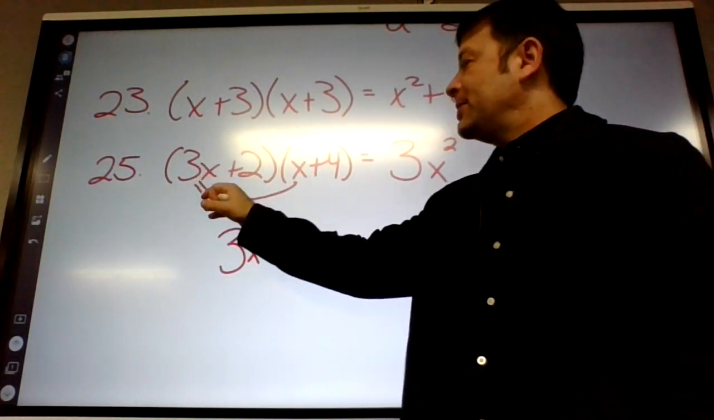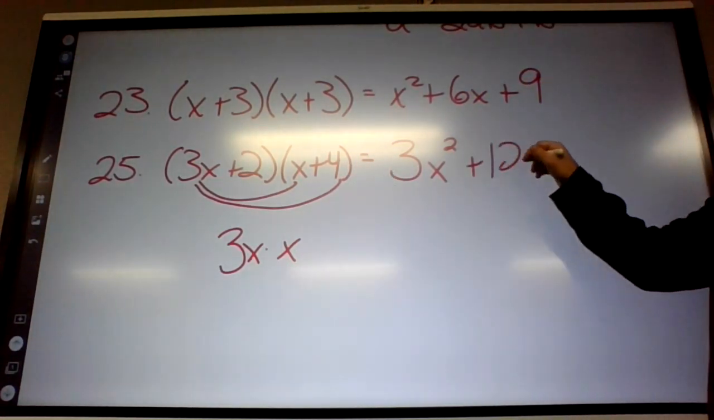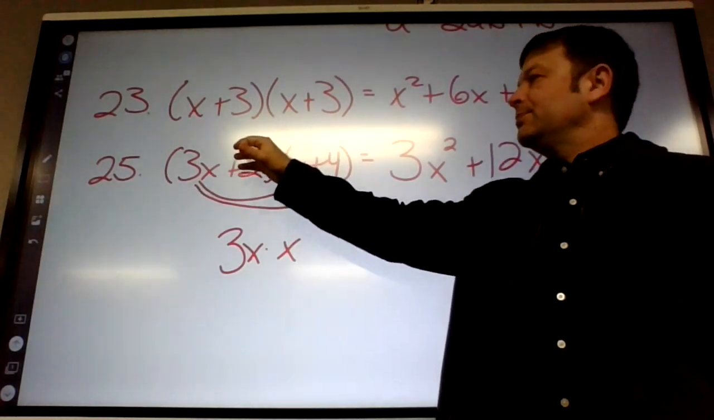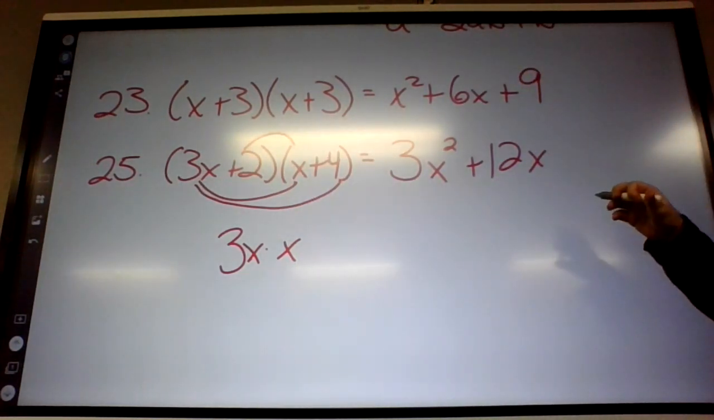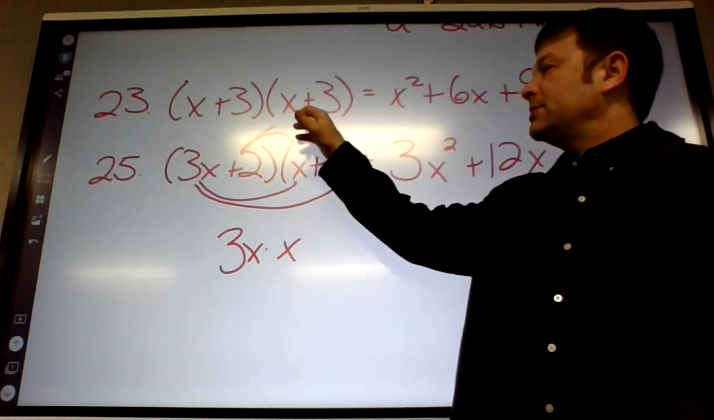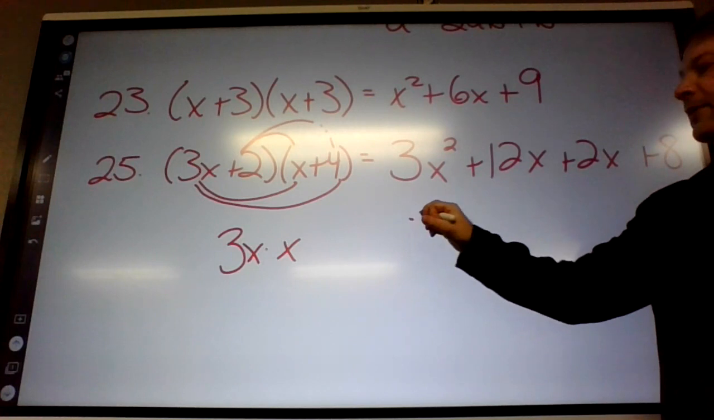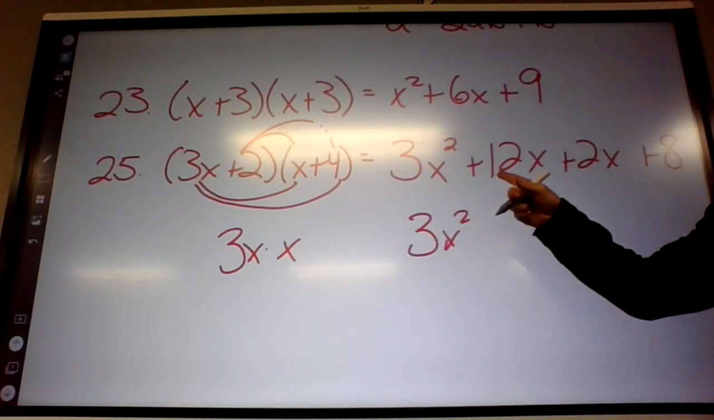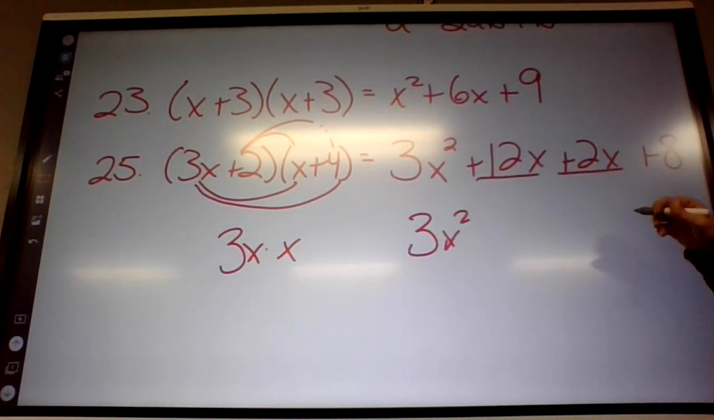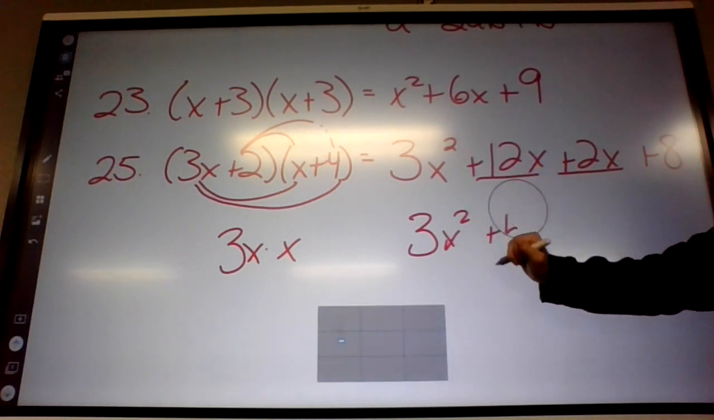How about the outside? It would be 12x. Plus 12x inside. 2x. And last. 8. Okay, so we have 3x squared plus what? 14x. Whoopsie.